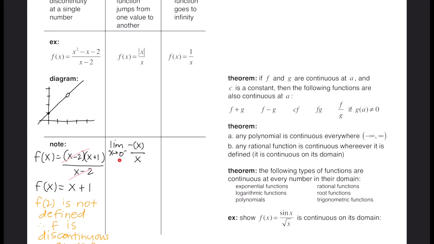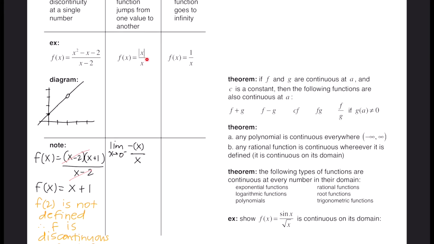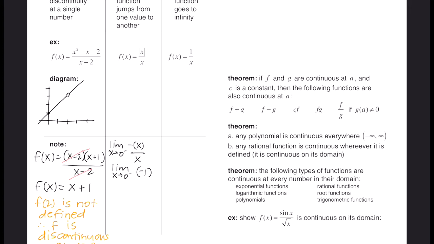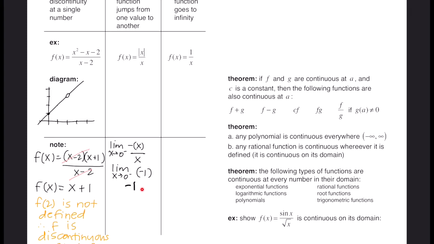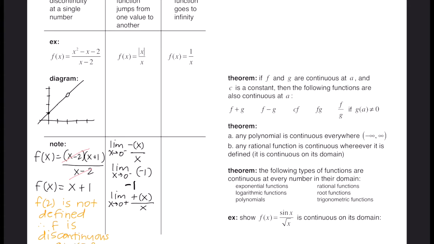So because first I want to take the limit as x approaches 0 from the left, we replace the absolute value of x with negative x. The x's cancel, and you get the limit as x approaches 0 from the left of negative 1, which just equals negative 1. We're going to do the same thing approaching 0 from the right. Approaching 0 from the right, instead of the absolute value of x, you get a positive x. So now these x's cancel, and you end up getting the limit as x approaches 0 from the right of 1, which just equals 1.